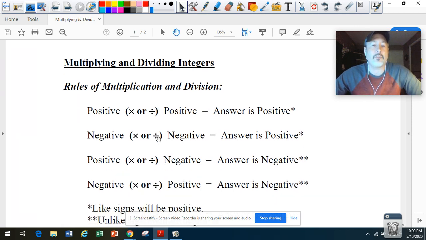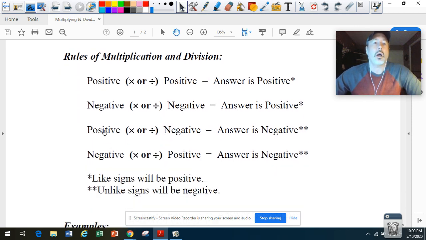Now, we have our other ones here. So positive times or divided by a negative, okay? The basic rule is it's negative. Okay, so if I take a positive times a negative, my answer is negative. Okay, if I take a negative and I either multiply or divide it by a positive, my answer is still going to be negative.